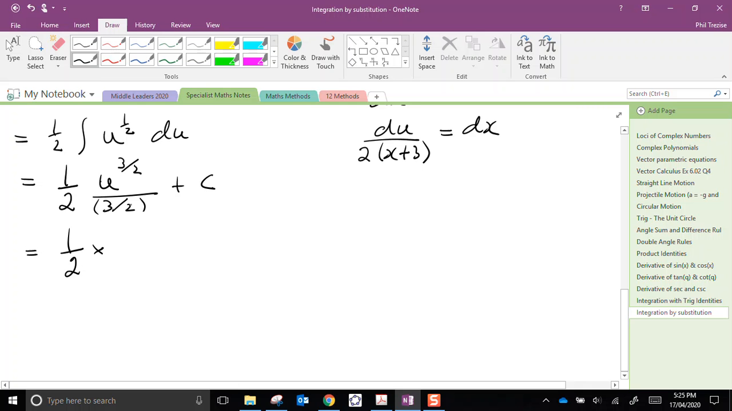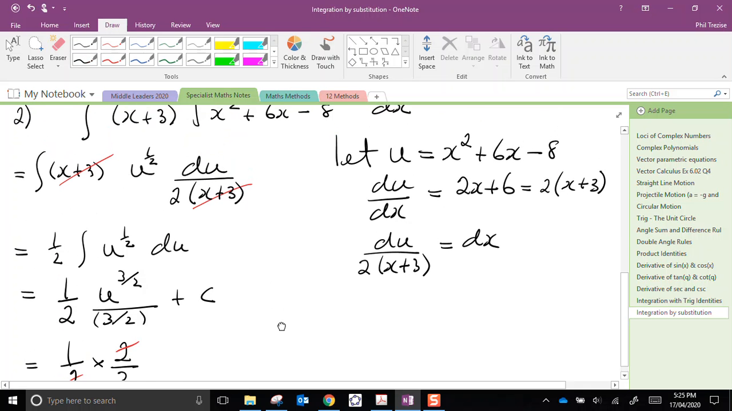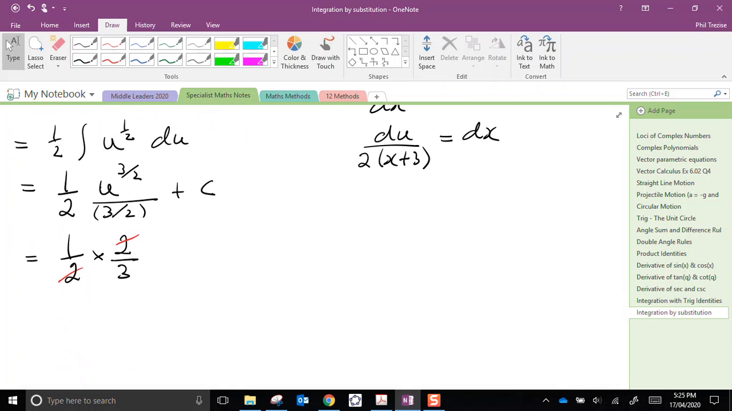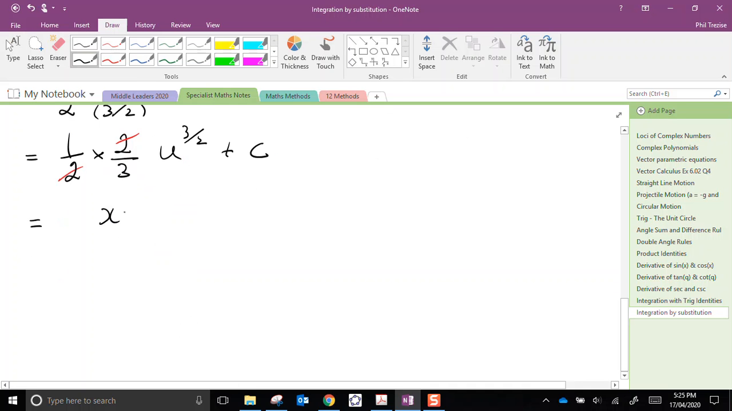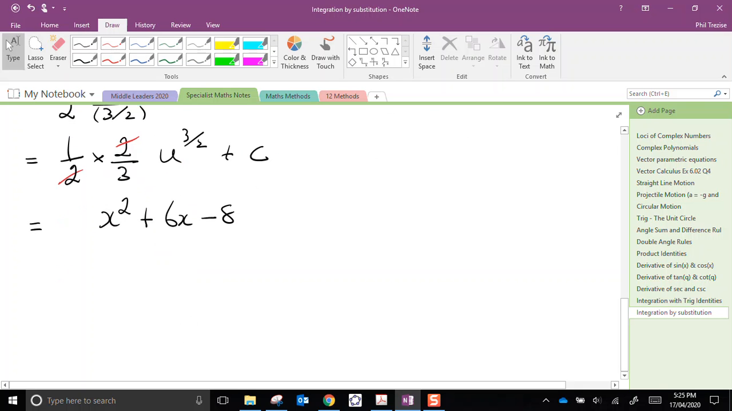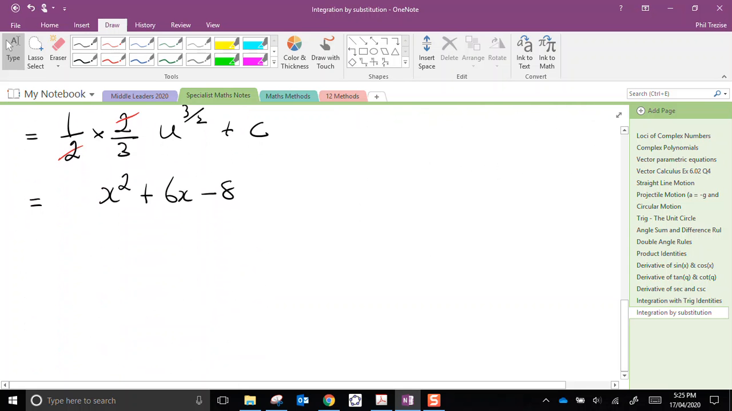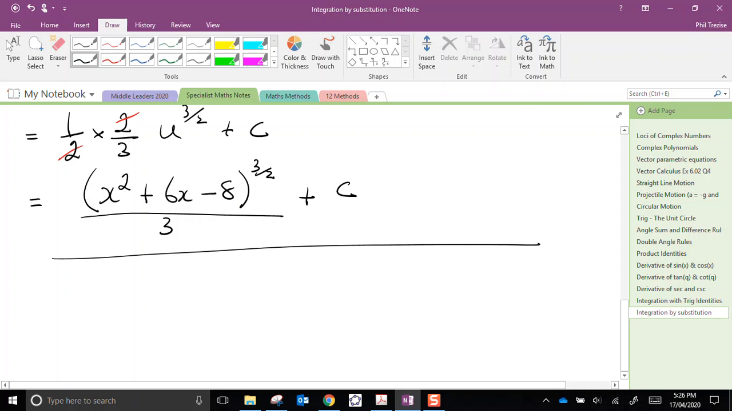So I have 1 half. Divide by 3 over 2 is the same as multiply by 2 over 3. That's straightforward. Then u was my quadratic expression, wasn't it? Oh, it's still a bit messy. I'll just leave it as u at the moment, u to the 3 over 2 plus c. Now I'll write the thing neatly. My quadratic was x squared plus 6x minus 8. Check that. Yes, I remembered that. That's all to the power of 3 over 2, and all of this is divided by 3, plus a constant of integration.